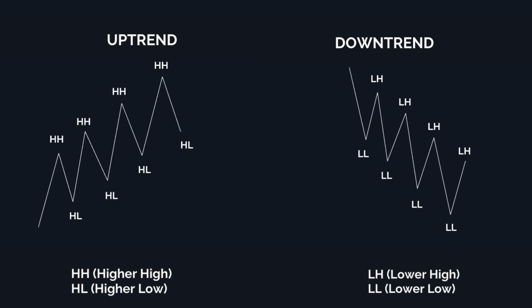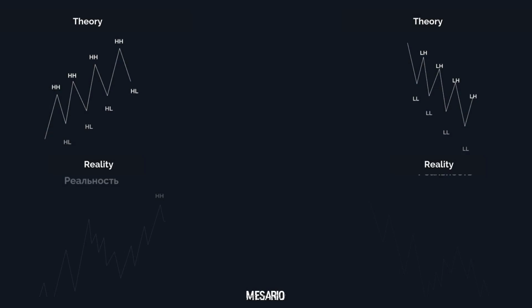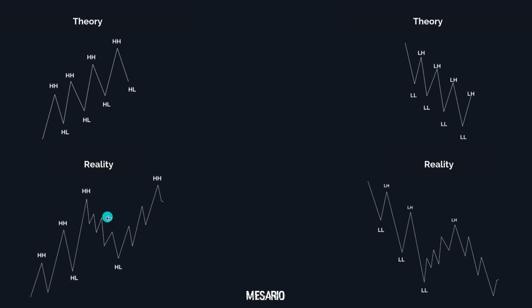We have a notation for an uptrend and for a downtrend on the chart. These designations are called higher high, higher low, lower high, lower low. You can see how they are depicted on the graph. That is, we have an ascending structure, and this is a descending structure. Unfortunately, in reality everything looks a little bit different. In reality, the graph looks torn and like this.